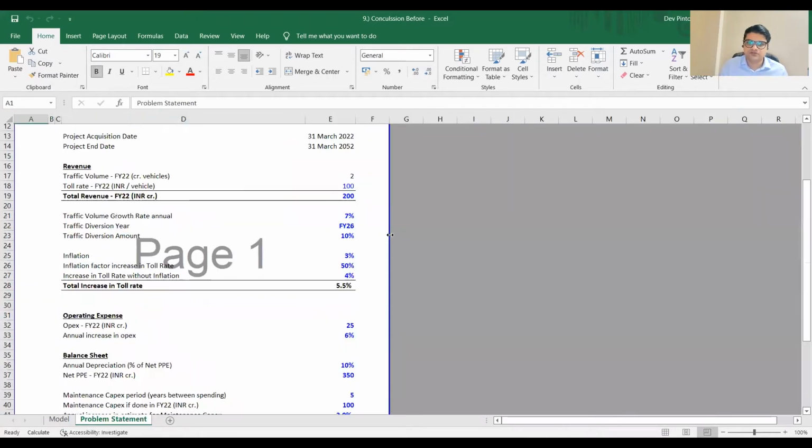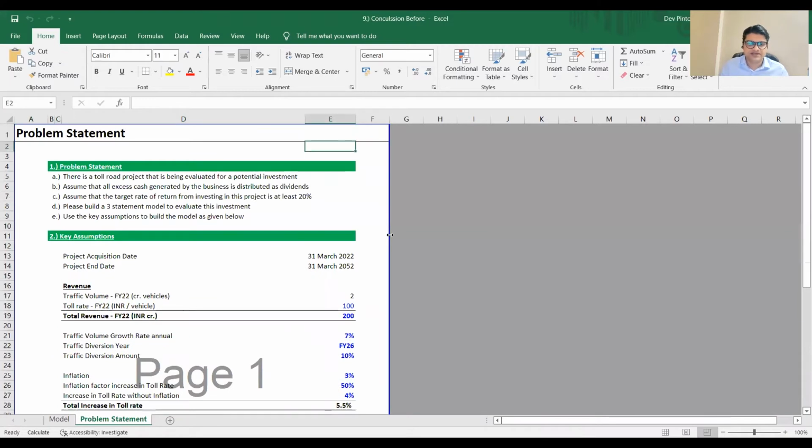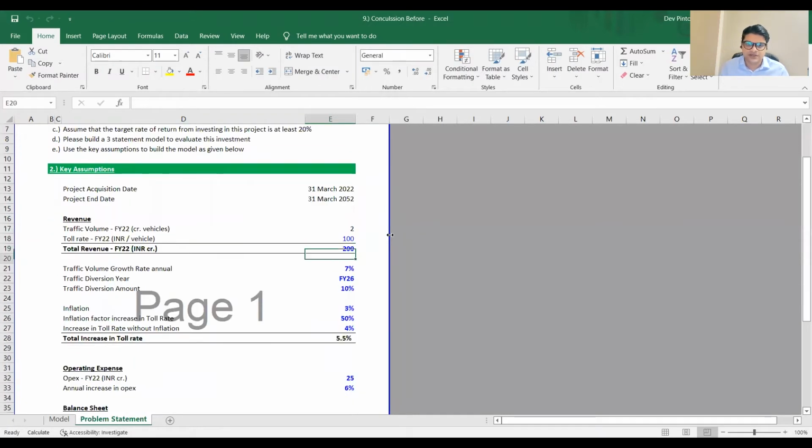So let's go to the problem statement. We start off, okay, project acquisition date was FY22. End date was 31st March 2052, so a 30-year period. Traffic volume was 2 crores, toll rate was 100. Total revenue when we started off was 200 crores. Now, this number, if you think about it, 7% annual growth rate for 30 years is a lot.